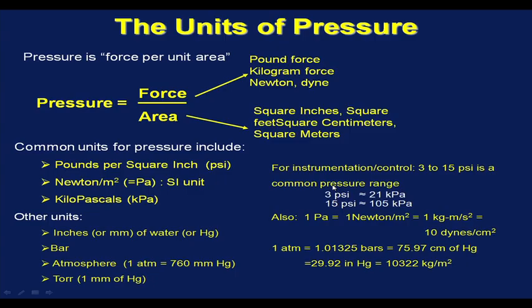We have seen during our discussion on instrumentation and process control that 3 to 15 psi is a common pressure range. So, let us remember 3 psi is approximately 21 kilopascals and 15 psi is 105 kilopascals. So, 3 to 15 psi is a common pressure range in process instrumentation and control. The range translates to 21 to 105 in kilopascal unit. We should also remember 1 Pascal is equal to 1 Newton per meter square, which is nothing but 1 kg per meter per second square, which is same as 10 dynes per centimeter square.